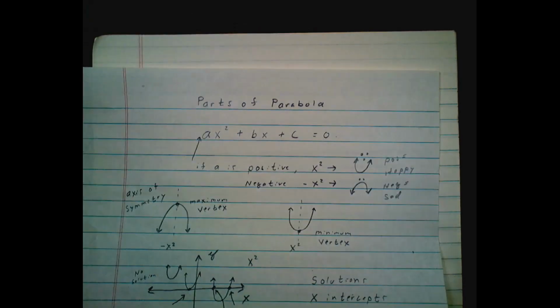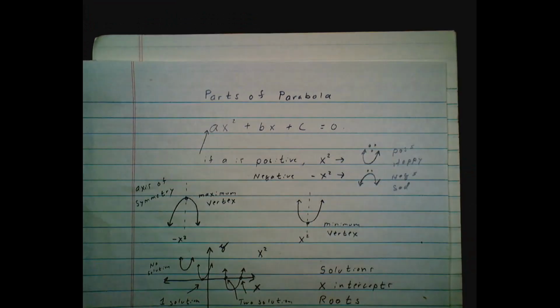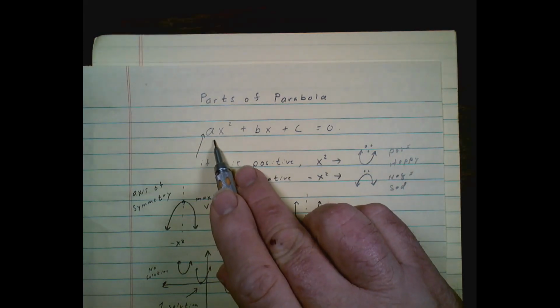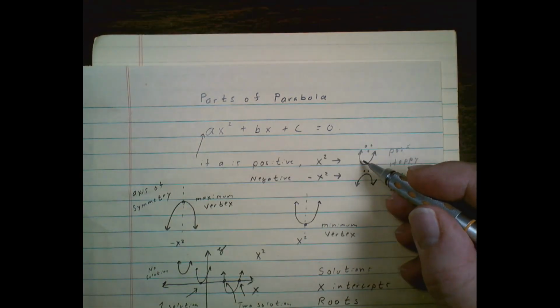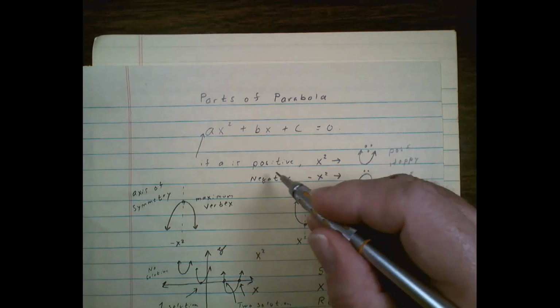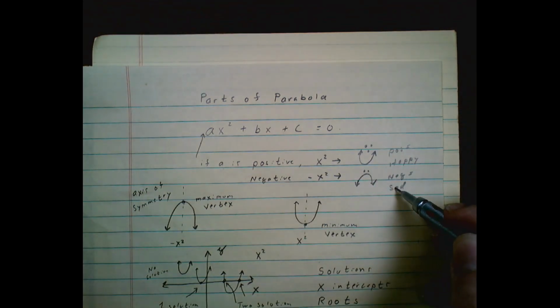Just a quick review of what we did the other day. We talked about the parts of a parabola. Remember, if A here is positive, the parabola goes up like this, so it has a little happy face, and there's his nose. And if A is negative, it's upside down like a frown, so it's sad.